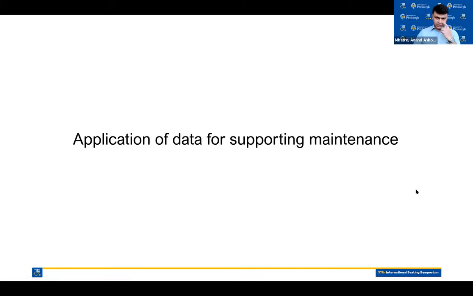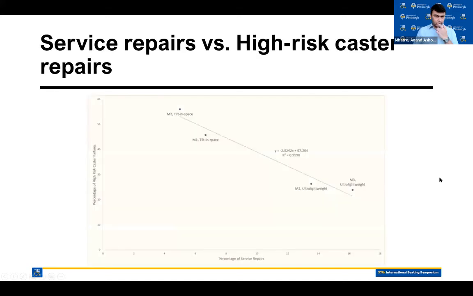Thanks, Jack. So changing gears here to maintenance now. One of the things that came out of the repair registry is service repairs. As I mentioned earlier, these are the servicing for casters that happens when the technicians went out for repairing or replacing another part. If we correlate this with the high risk caster failures, these are the failures where the caster failure can cause a person to be injured or left stranded. So this is adverse consequences.